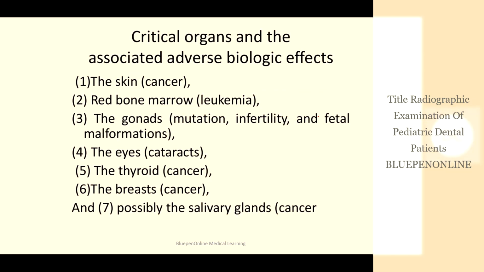So there are certain critical organs and the associated adverse biological effects. These organs are skin, red bone marrow, gonads, eyes, thyroid, breast. Skin is susceptible to cancer, red bone marrow to leukemia, gonads to mutation, eyes to cataracts, and thyroid or breast tissue to cancer, and also the salivary glands.